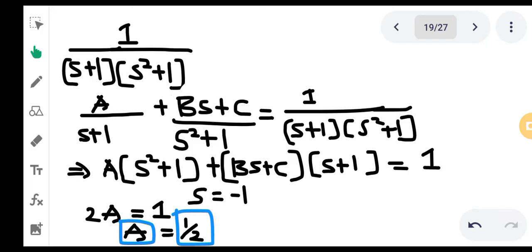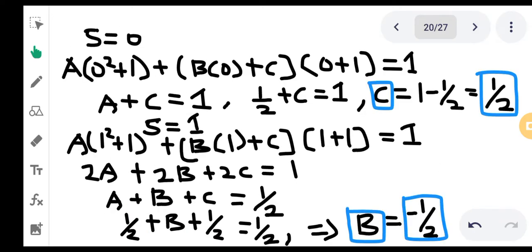So whenever s is equal to -1, just make a substitution. (-1) squared plus 1 becomes 2 times A. And here, -1 plus 1 gives 0, so the 0 will multiply the whole of this and it will turn to 0. So we are just left with 1. So 2A is equal to 1, so A will be half.